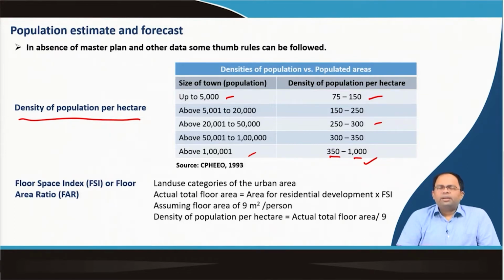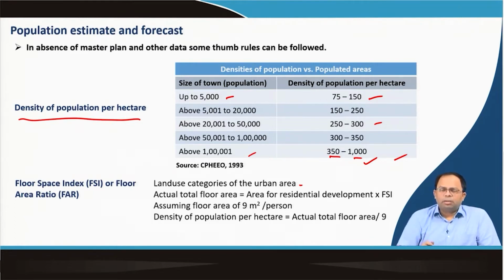The other way that we can consider is the floor space index, FSI, or floor area ratio. In very developed cities where we have high rises and all these things, there is no point in going with this kind of density assumption, because we would be wrong. In that case, floor area ratio is a better indicator, and we also have land use categories of that area. Maybe we know which are the residential buildings, which are the commercial buildings, and so on.